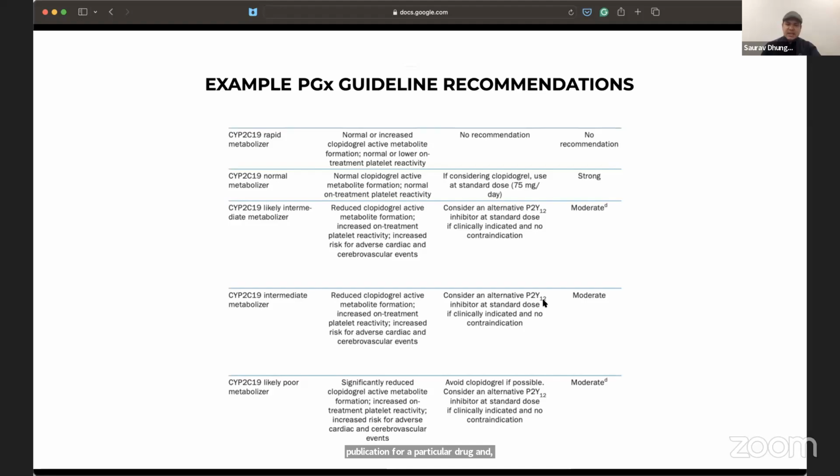If you look at it closely, for a poor metabolizer of the drug, the recommendation is not to prescribe that particular drug in question due to the increased risk of certain diseases in the patient. While in the opposite case, for the rapid metabolizer, since the drug will not have any effect on the patient long term, there is no recommendation for that drug.